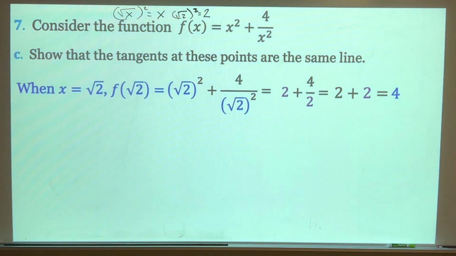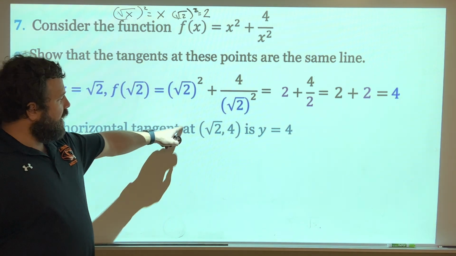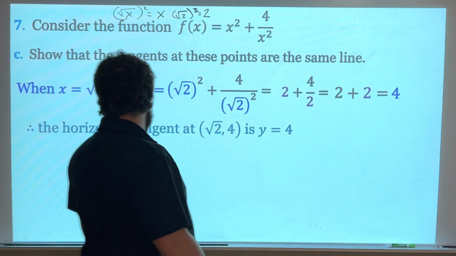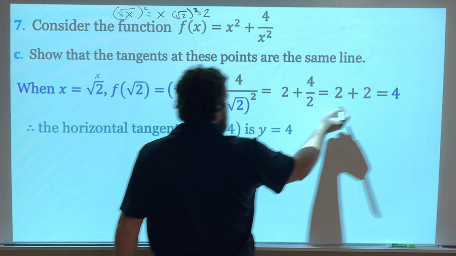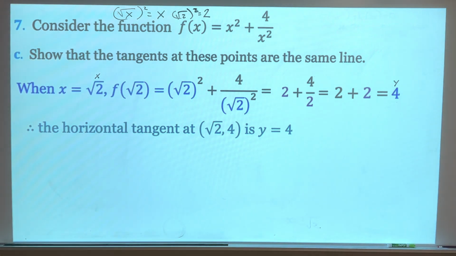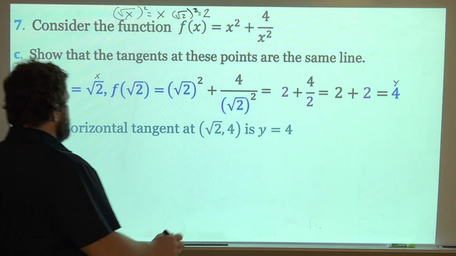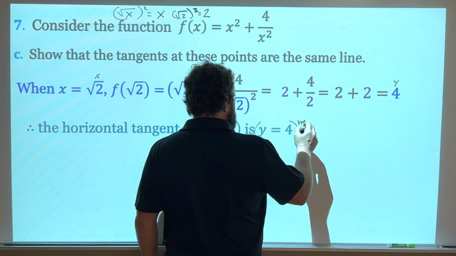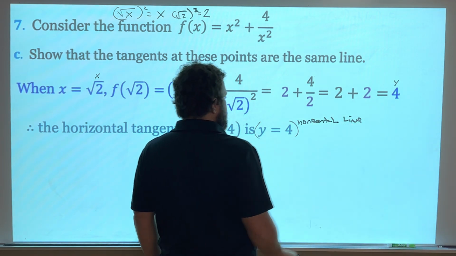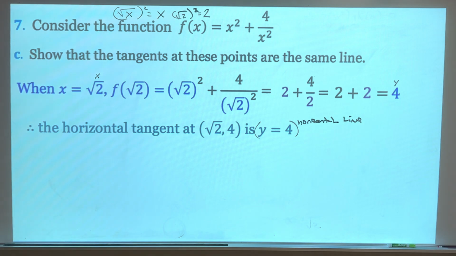Now the horizontal tangent at square root of 2, 4, is y equals 4. Okay, because this is my x value, and this is my y value. And we said it was 4 from the previous problem. Y equals 4, because y equals 4, this is your horizontal line. And we said it has to be a horizontal line.